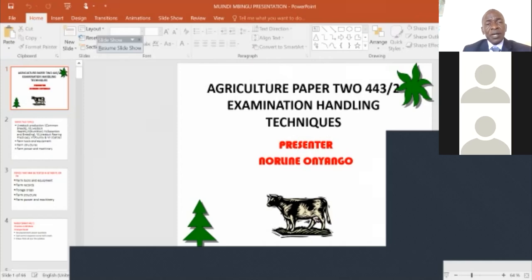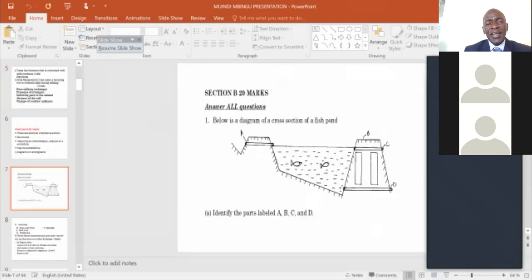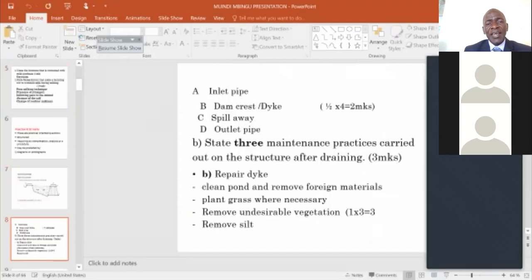Right. The parts are inlet pipe, and when identifying the part A, don't just say inlet. That would be treated as an incomplete answer that will attract a penalty. So you must say inlet pipe. Part B is dam crest, which is also known as the dike. Part C is spillway, and part D is outlet pipe.